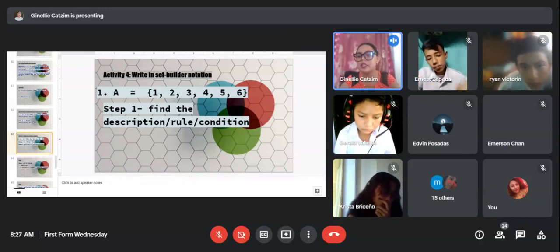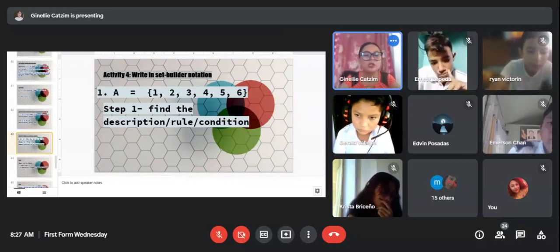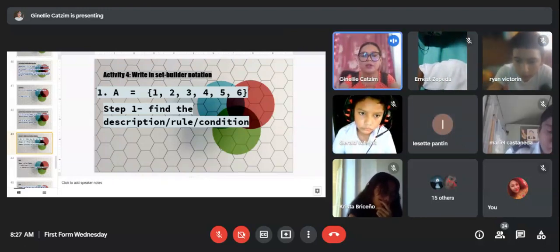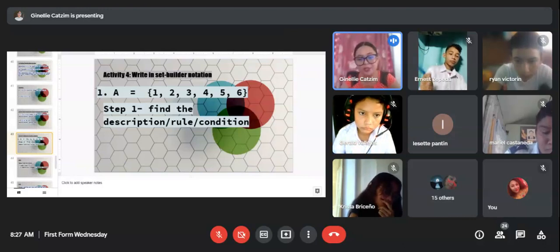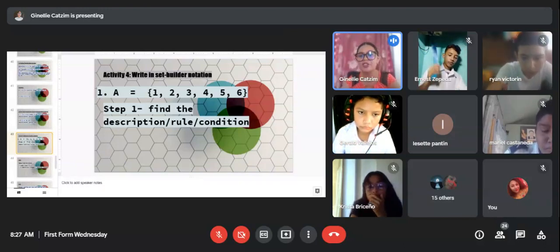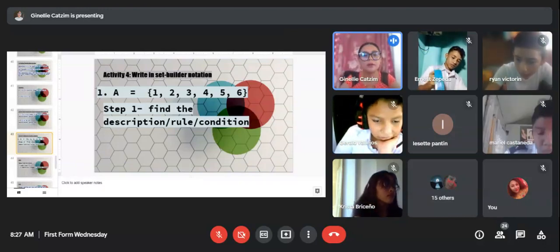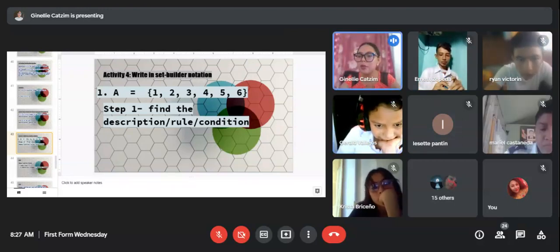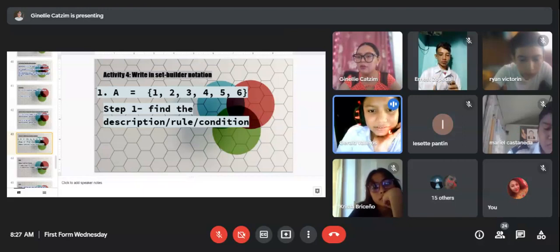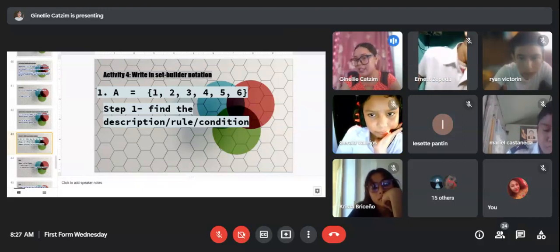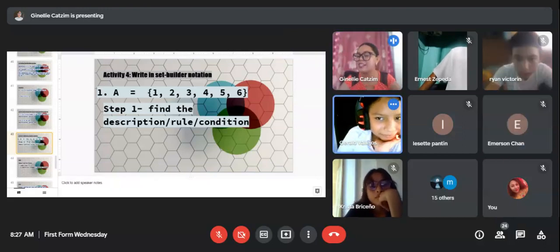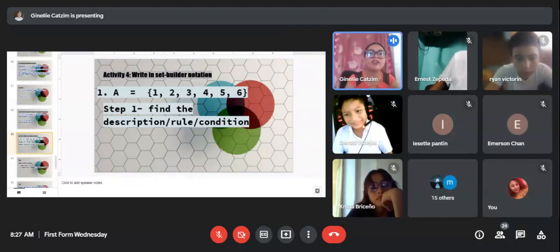Very good. What else can we see? Miss, I can type it. Yes, you could type it. Sure. I'm asking for the description though, not the set builder notation, just the description. Okay? So, numbers less than 6. Less than 6? Yes. Or less than 7. Less than 7, right? Less than 7.